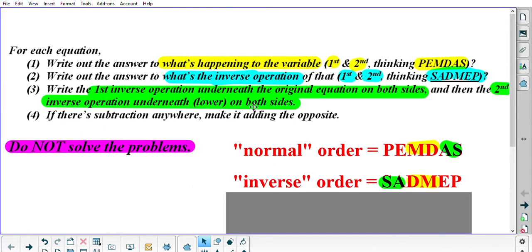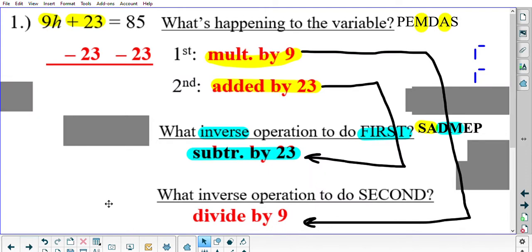If there's subtraction anywhere, we will make it adding the opposite. Is there subtraction on the original equation, 9h plus 23? No. Is there subtraction of our first inverse operation? Oh yeah, we're subtracting by 23 on both sides. So here we go. Add the opposite on the subtracting by 23.